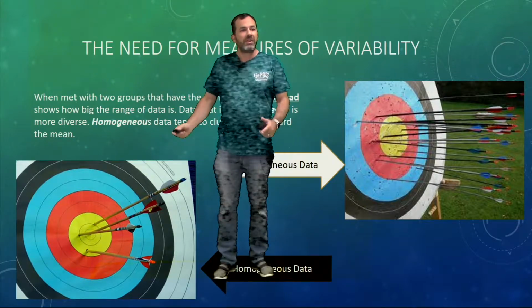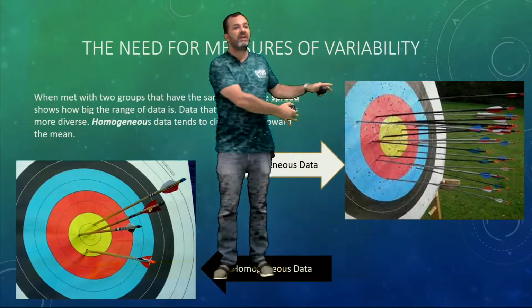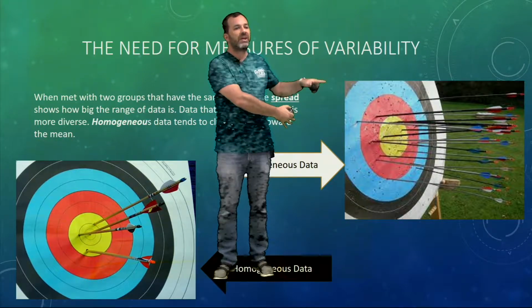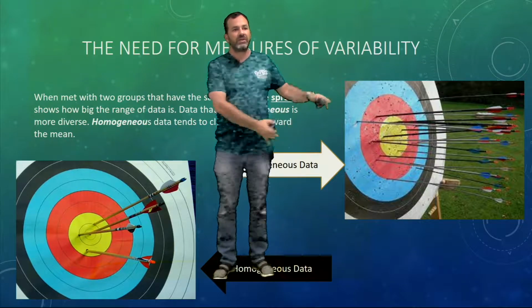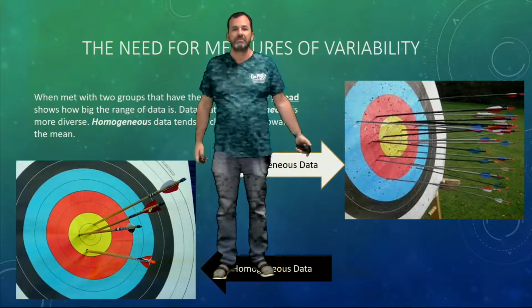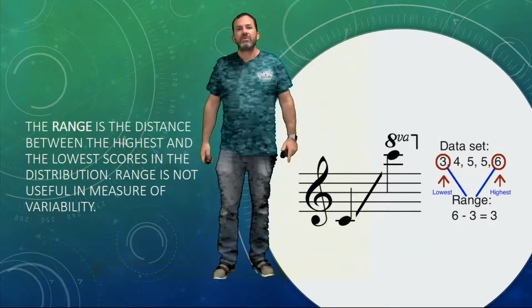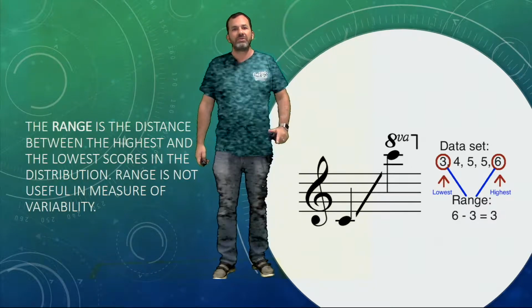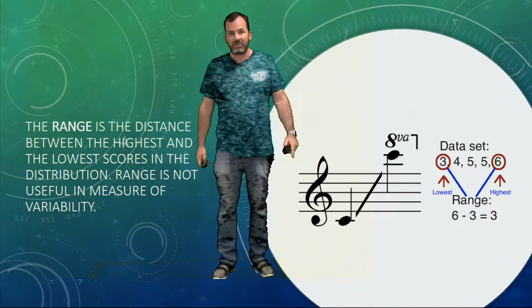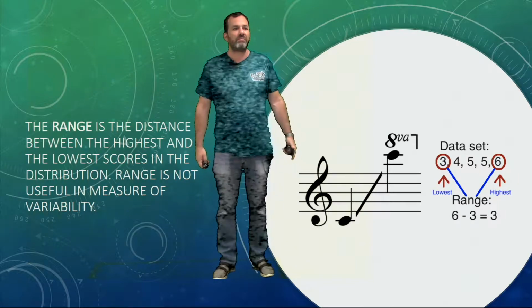You'll notice here that on my heterogeneous data, the mean being the bullseye, there's still a lot that are close to it, but not quite as close as the few over here in the homogeneous that are all in the bullseye. The range is the distance between the highest and the lowest scores in the distribution. Range is not useful as a measure of variability.